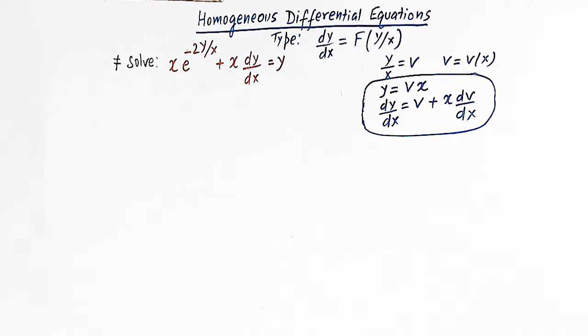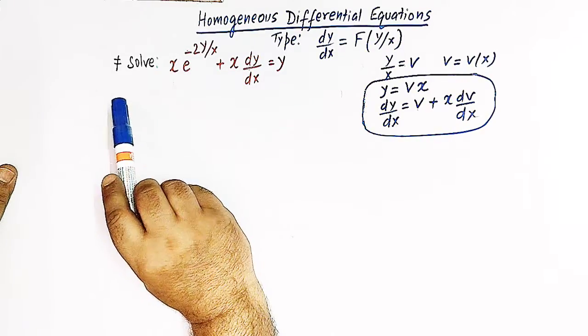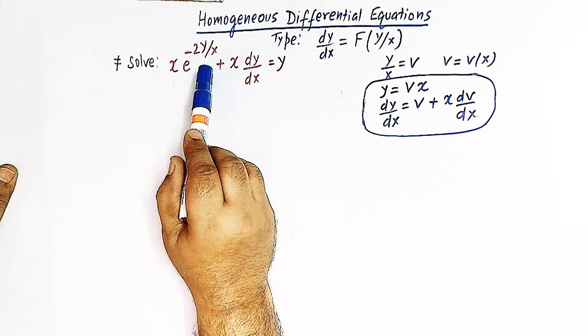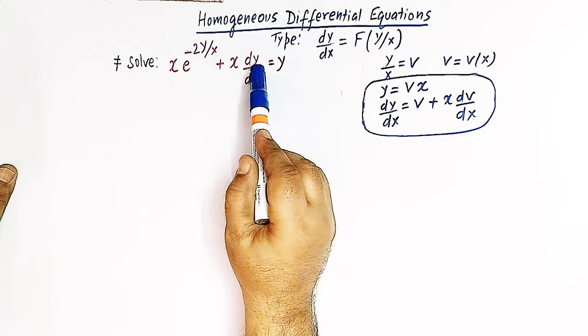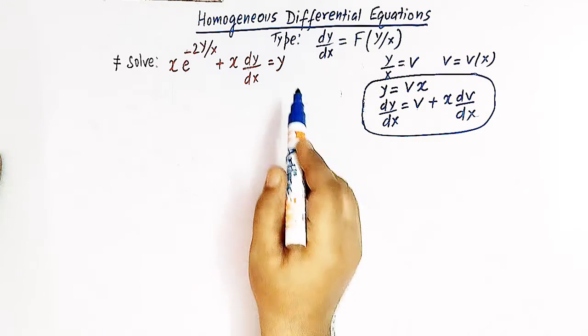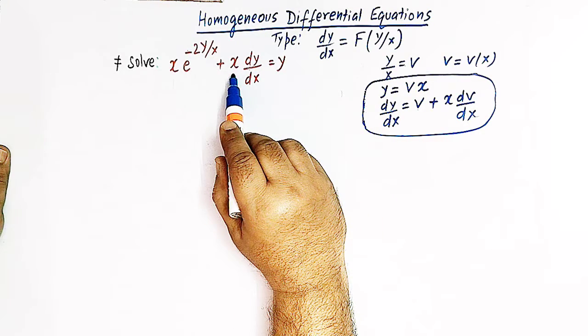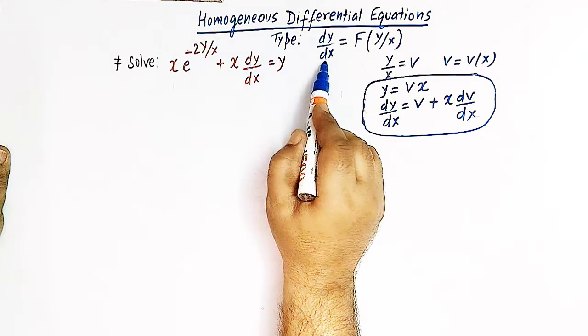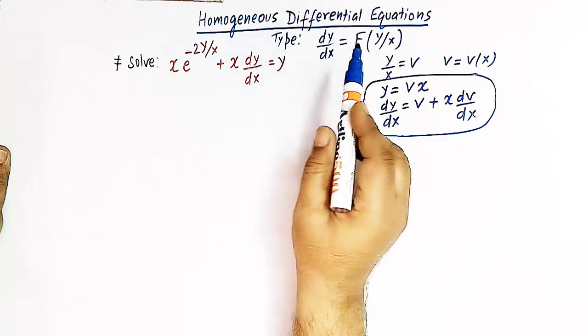So now let us take one more important problem. So here we have to solve this differential equation, x times e raised to minus 2y over x plus x dy over dx is equal to y. So here again what we will do, we will first express this differential equation in this form. That is, we will separate dy over dx and the remaining function.